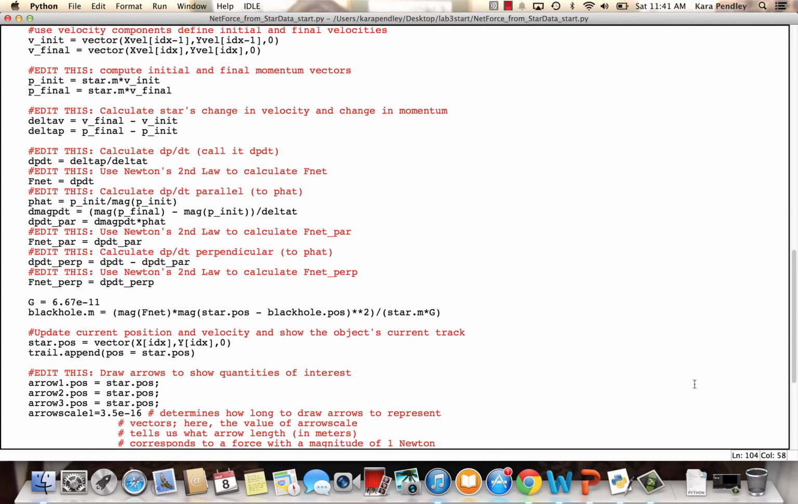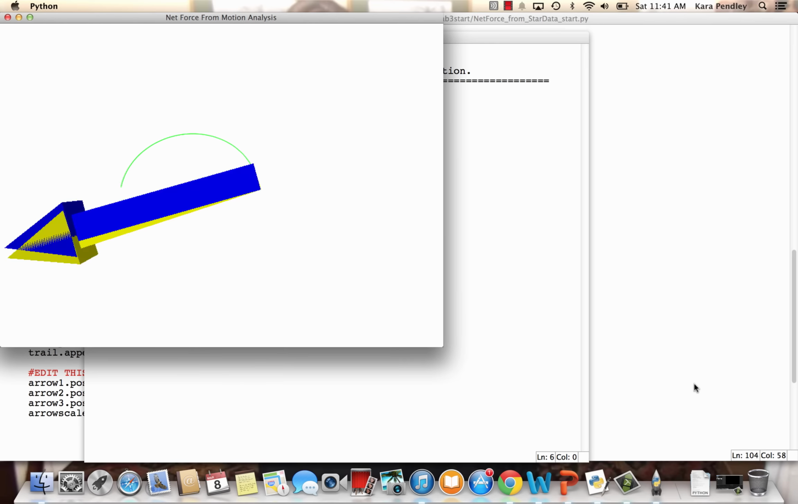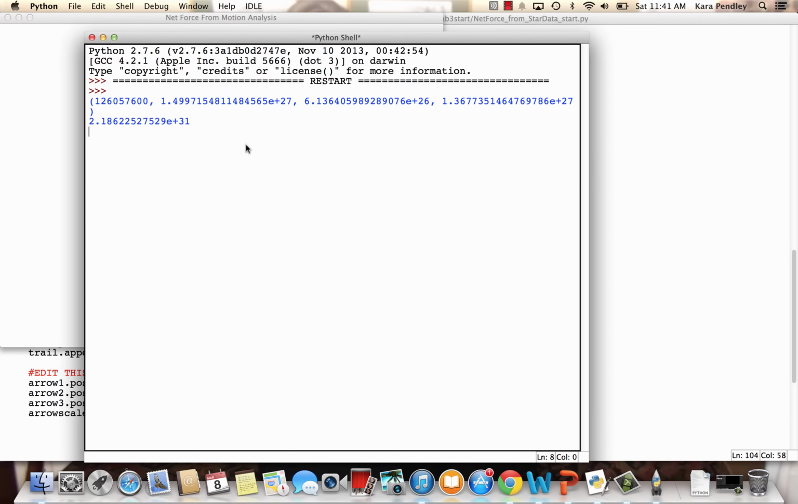Now, when we run the code, you can see the yellow arrow is the net force, while the blue arrow is the perpendicular component of net force, and the black arrow is the parallel component of the net force, as the star rotates around the black hole. The mass of the black hole will be printed in the window here, as our code directed.